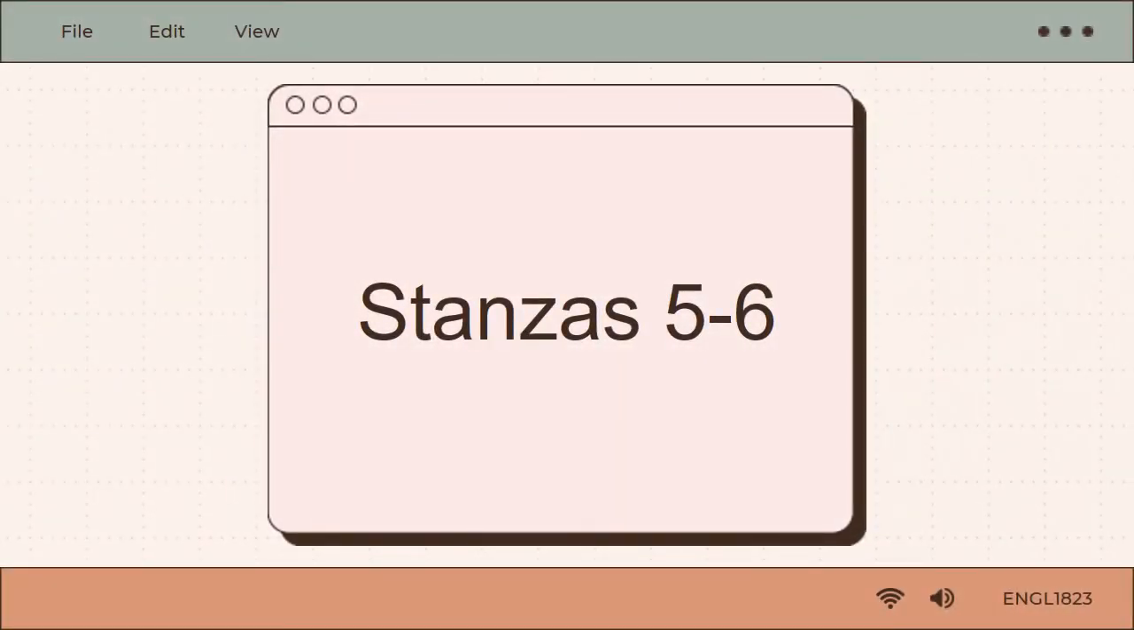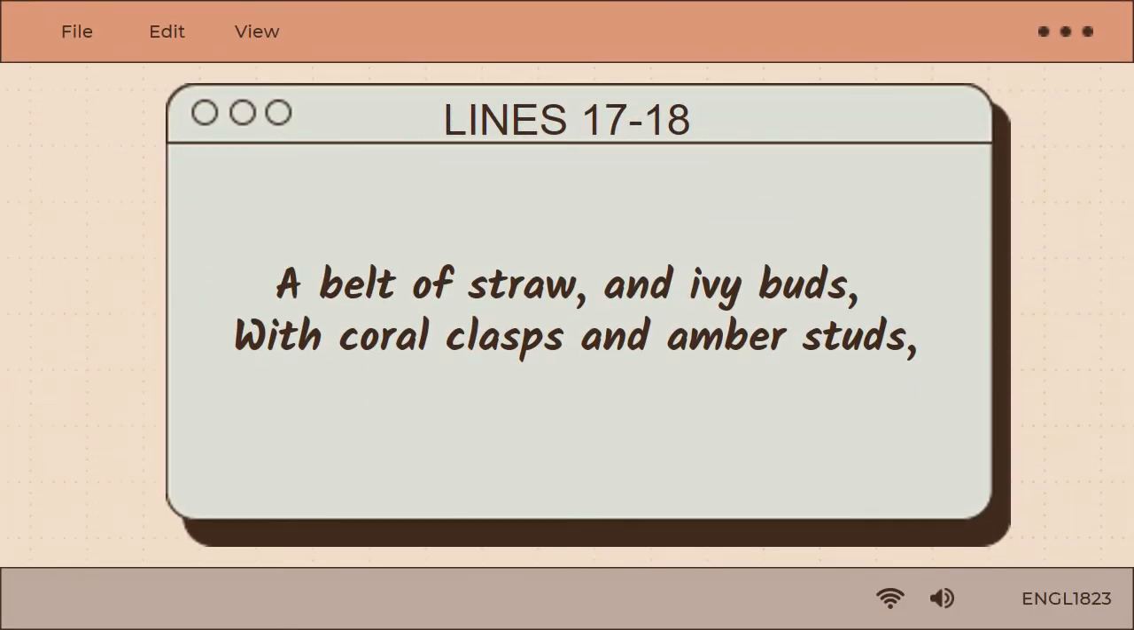Let us now discuss stanzas 5 to 6. For lines 17 and 18, a belt of straw and ivy buds with coral clasps and amber studs. Our speaker is really blazoning a trail here. We're also moving increasingly farther away from promises the speaker can legitimately keep.